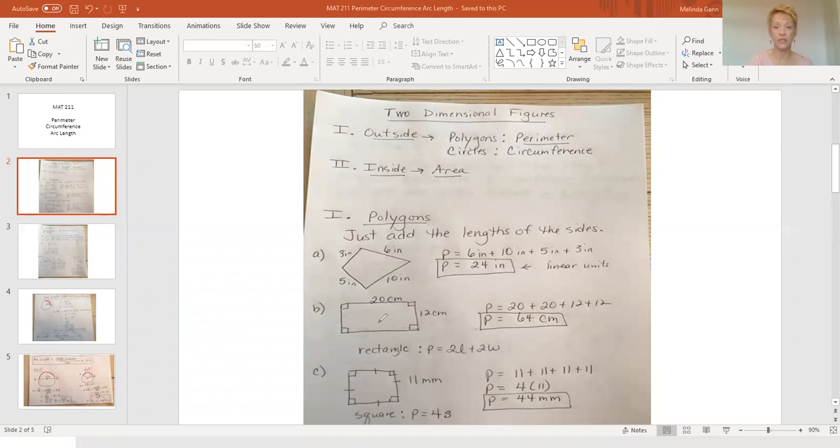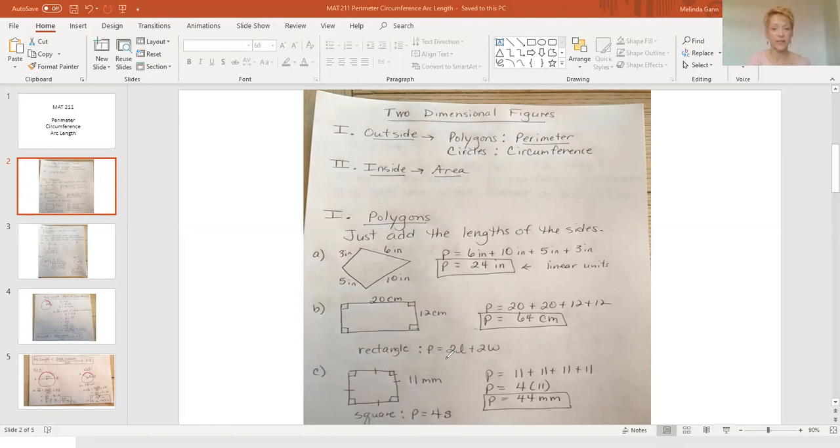Now, these two sometimes you see formulas for, but really you don't need to memorize the formula. But I do want you to understand where the formula comes from. If you've got a rectangle, remember that opposite sides are parallel, but they're also congruent. So I'd have 2 of the 20s and then 2 of the 12s and get 64 centimeters. So sometimes you'll see a formula for a rectangle that perimeter is twice the length plus 2 times the width. That's where that comes from.